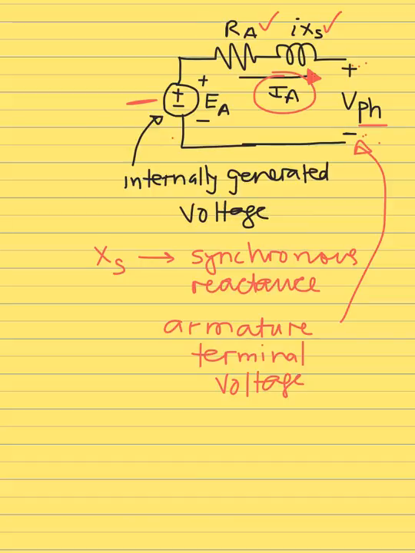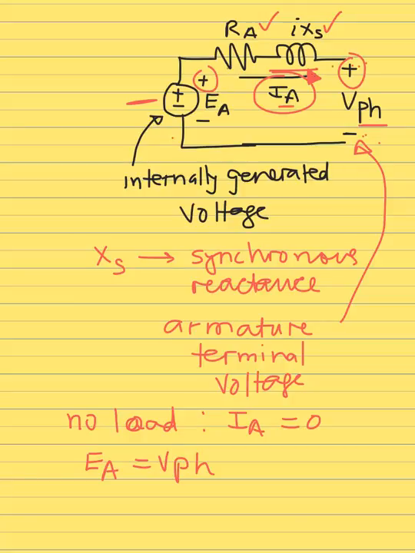So under no load conditions, you know that there is nothing connected to the terminals of the generator. So under no load conditions, you're going to have IA equal to 0, no current drawn from the generator. In that case, EA will be equal to V phase. As you can see, once IA is 0, there's not going to be any drop in here, which is keeping this point different from that, since the drop between these 2 points is 0. So this point and this point are at the exact same potential. That's why V phase equals EA under no load conditions.